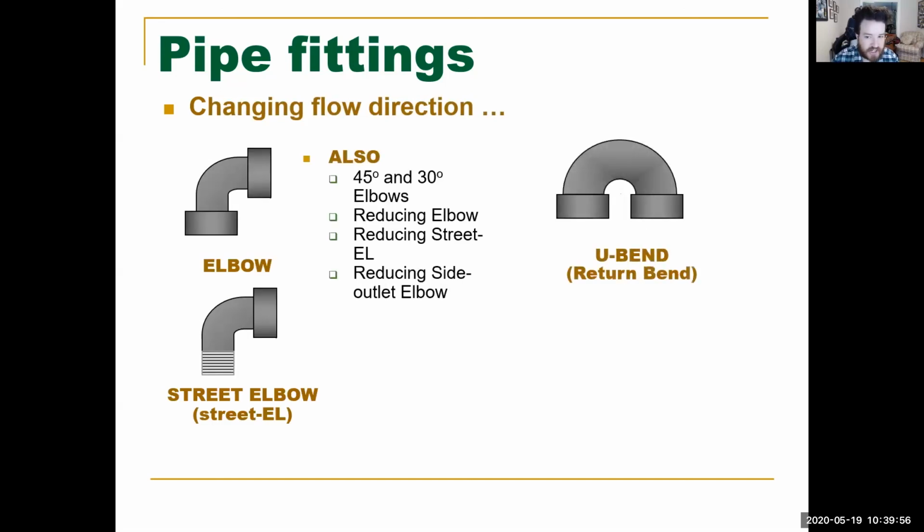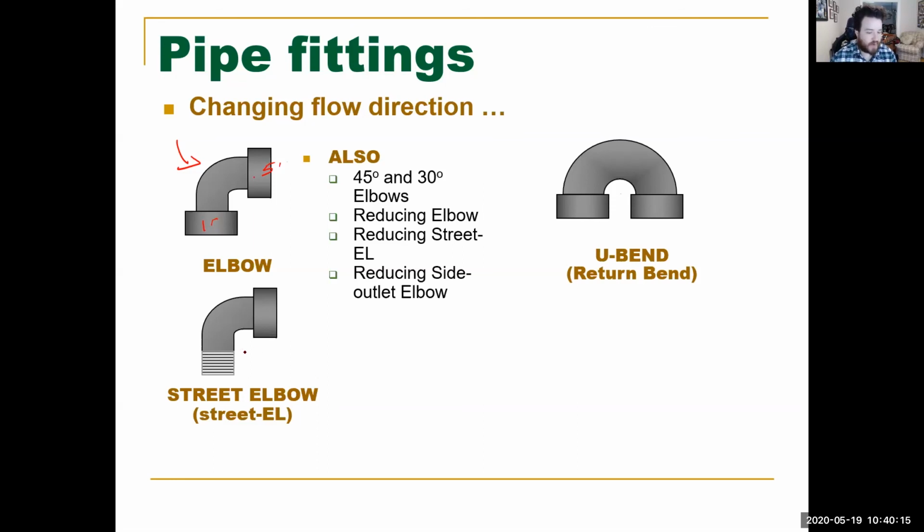So if you want to change the flow direction, you have your elbows. Elbows come in 45, 30, 90 degrees. You have reducing elbows, so the elbow can start out at 1 inch and then go to half an inch.